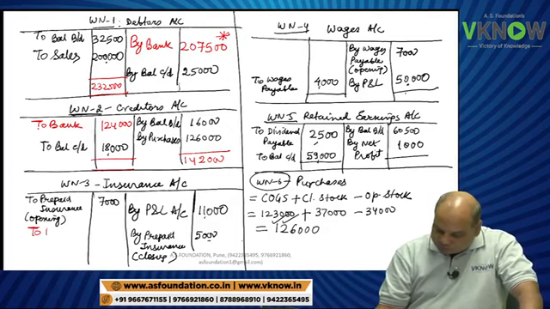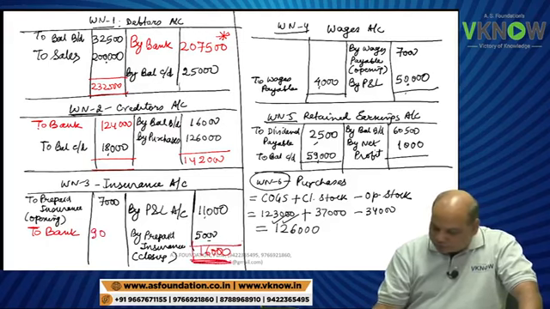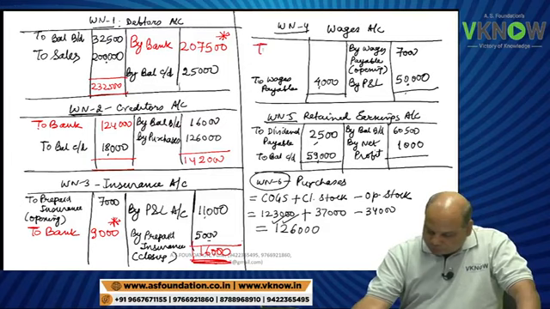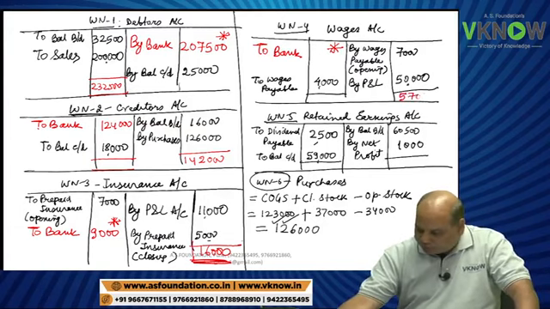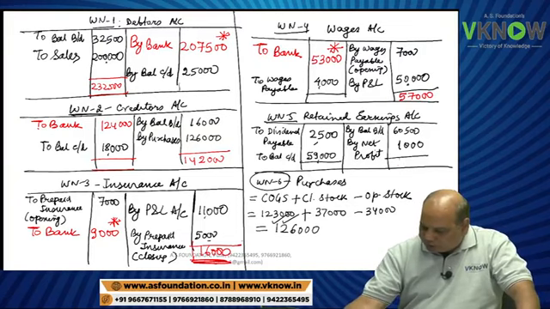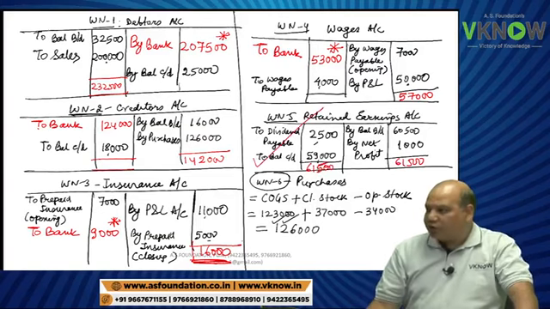Insurance account to bank, 16 minus 7, 9,000. Wages account to bank, credit side total 57,000 minus 4,000, 53,000. Retained earning account is tallying.